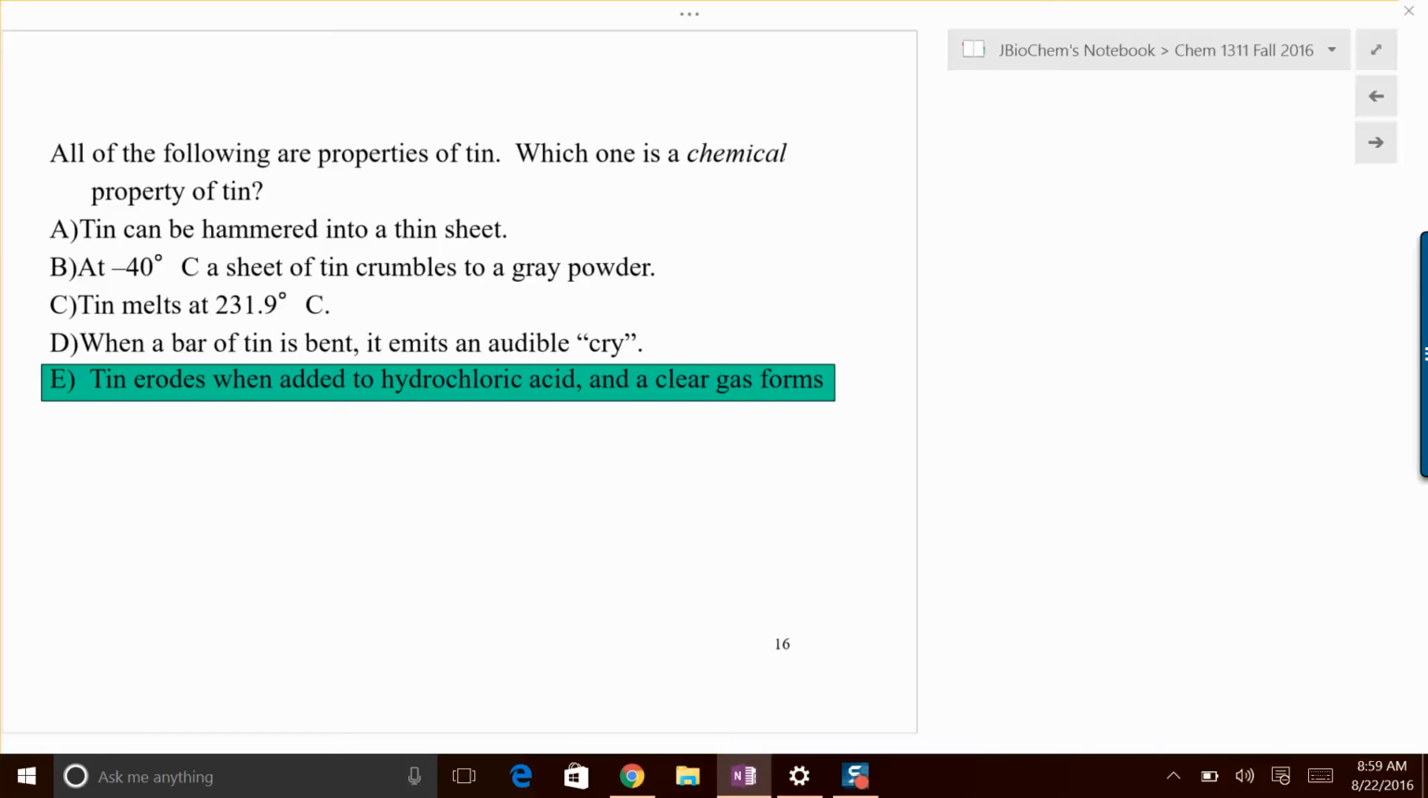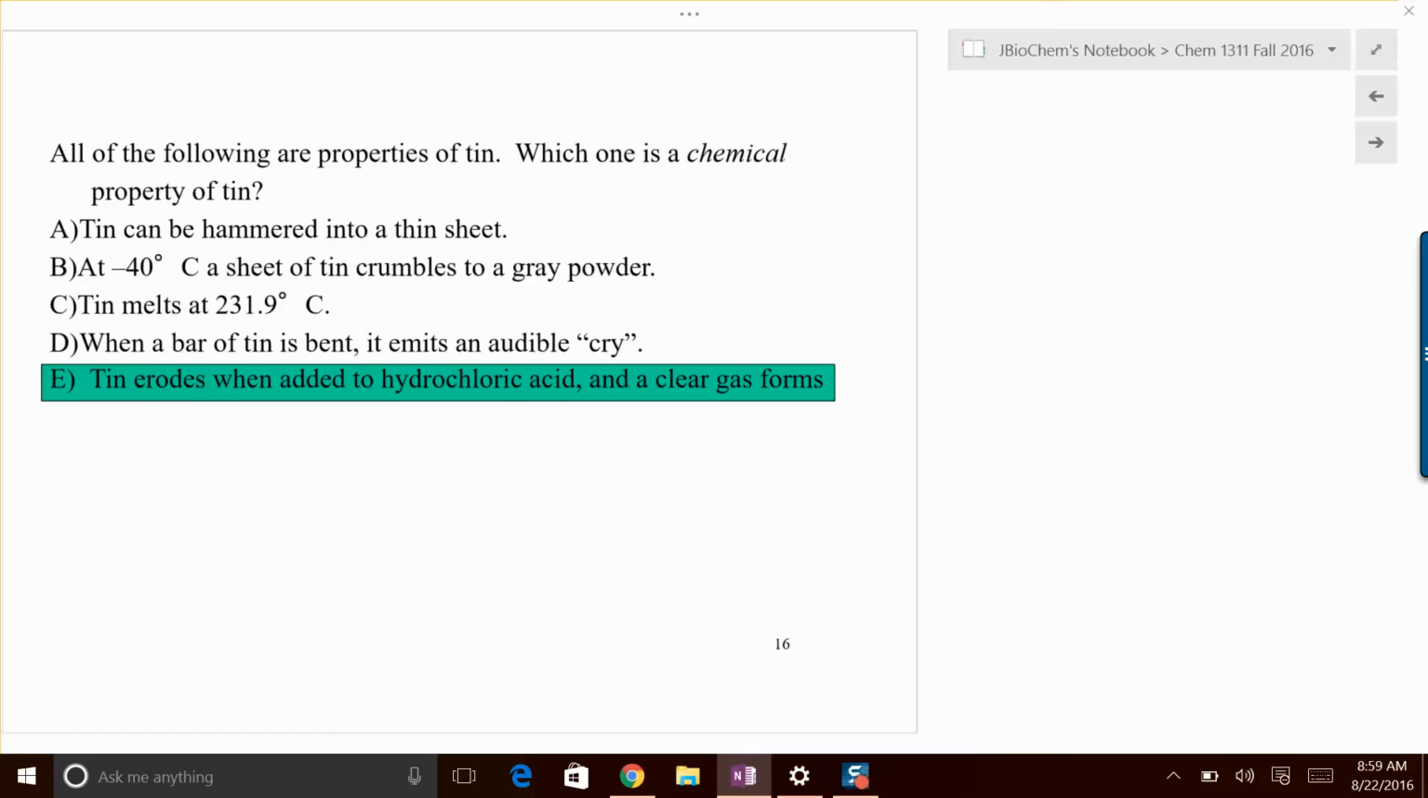At -4 degrees Celsius, a sheet of tin crumbles to a gray powder. Okay, so you can crumble it, but that would be a physical process. If it said it corrodes, that would be different, but it's not. It's saying it just kind of goes into a powder state. Tin melts at 231.9 degrees Celsius. Okay, that would be physical. When a bar of tin is bent, it emits an audible cry. Okay, that would be physical.